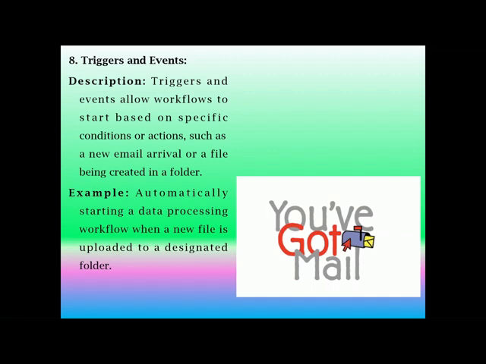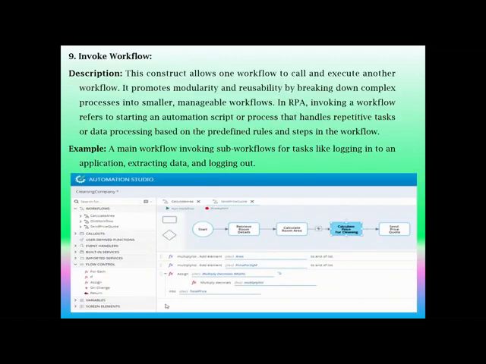In the notification symbol, suppose we already got 10 messages and one more message has just been received, then in the notification of the messages collection, instead of 10 we could see the number 11. So in that way we will be triggered, we will be given an alert by the automatic system. So we also have the concept of triggers and events. For example, automatically starting a data processing workflow when a new file is uploaded to a designated folder.